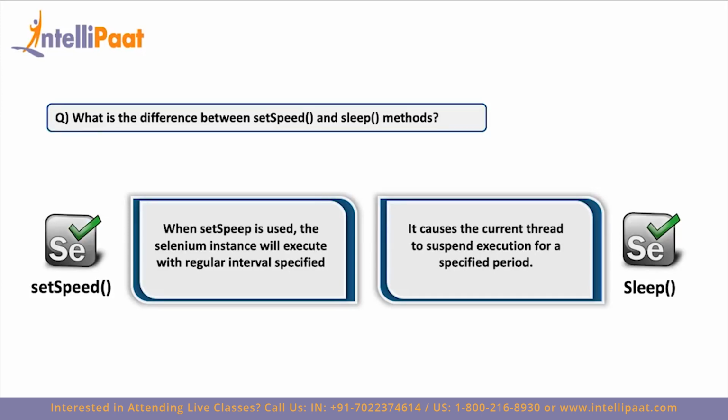But the sleep method basically suspends the execution of the whole program for a particular interval. For example, if you're doing a Selenium web test and the web page takes around 3 seconds to load, and you don't want testing to happen just after each line, you can specify a sleep method of around 3 seconds, where it waits for 3 seconds for the website to load, and only then it will start executing the tests which follow that particular line. All right. So this is the difference between set speed and sleep.